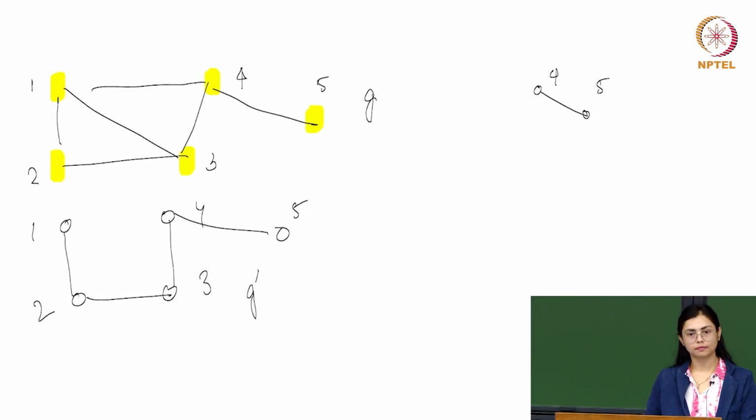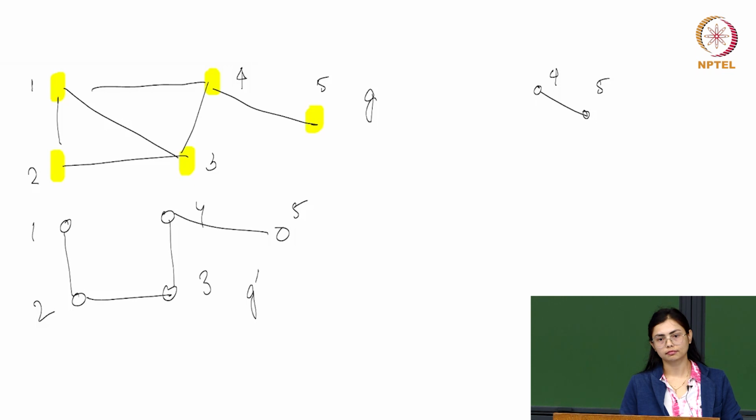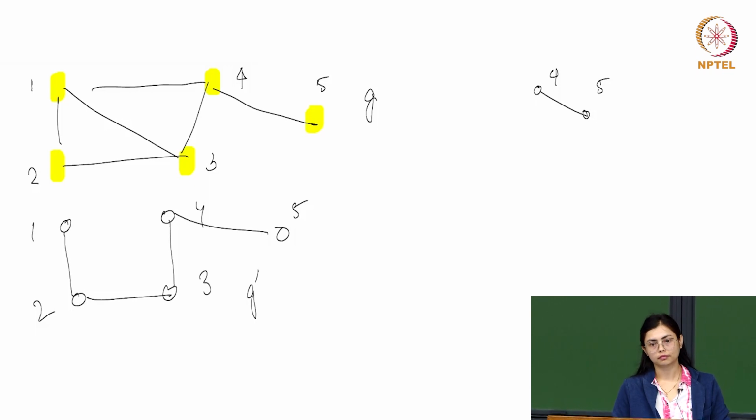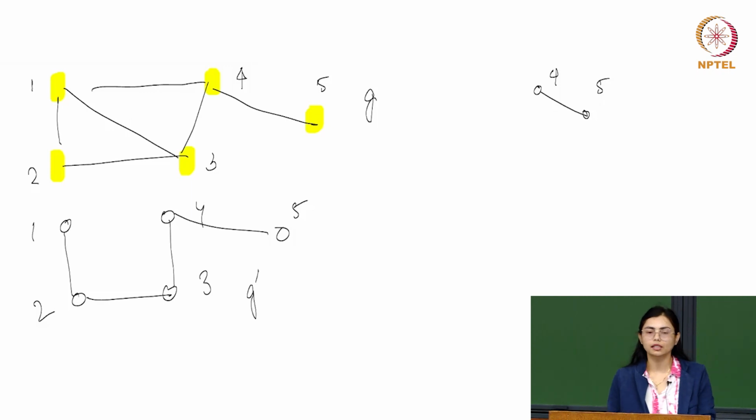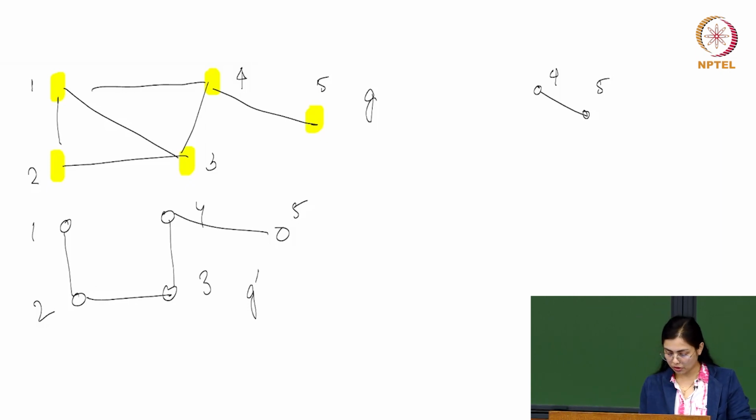In induced subgraphs, you can delete only the vertices, but in spanning subgraphs, you can only delete the edges. Okay, correct. So induced subgraph means if you have to consider some set of nodes, what is it?